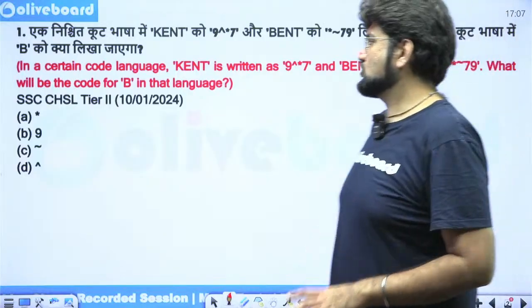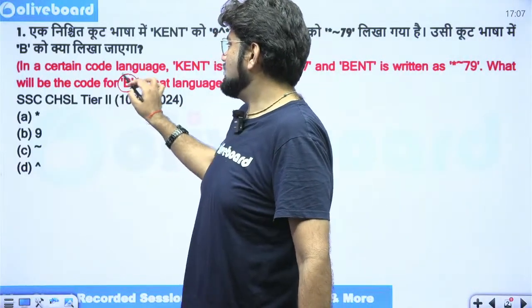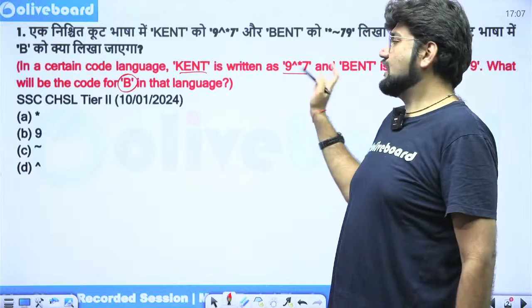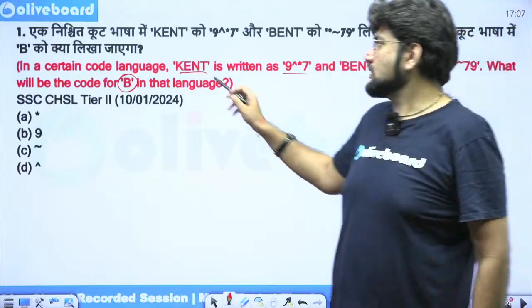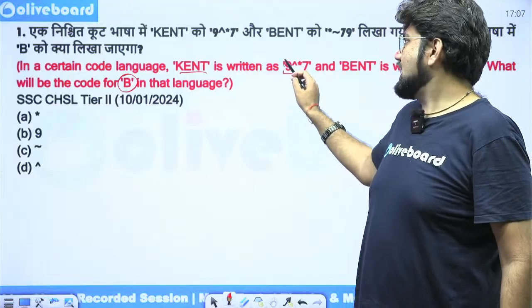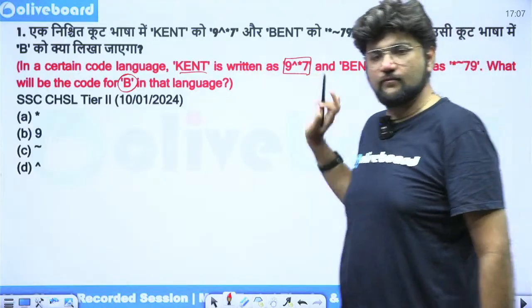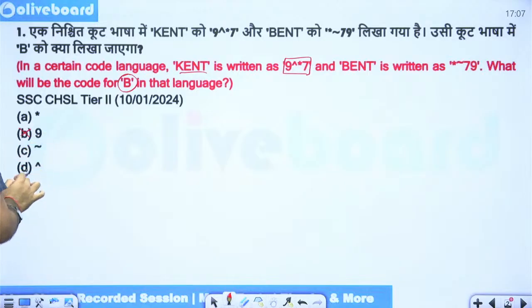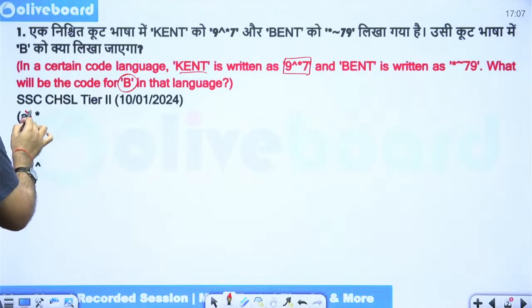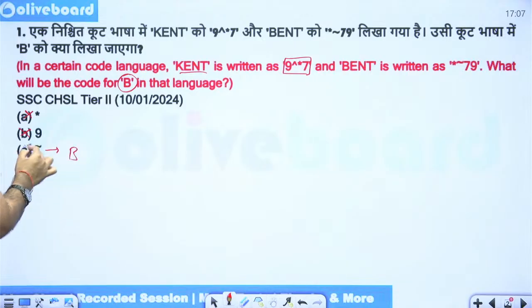How to approach this question? You need to find the code for B. So delete everything which is there in the word where B is not there. B is not in KENT. That means B can never be either of these. So delete them from the options. So we'll delete 9, we'll delete the exponent, we'll delete the asterisk and we'll delete the 7. 7 is not there. So whatever is left is the code for B. Option C is the right answer.